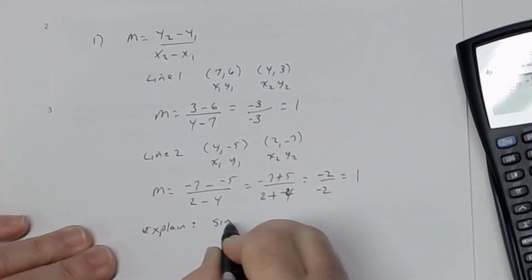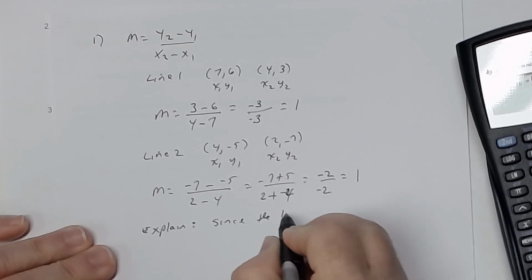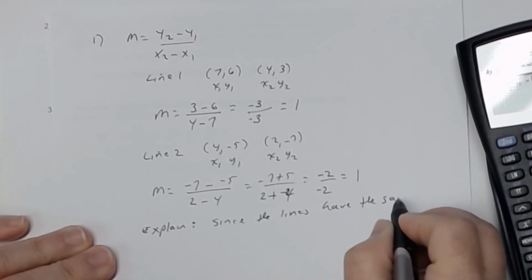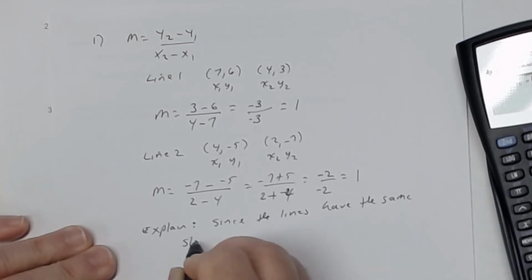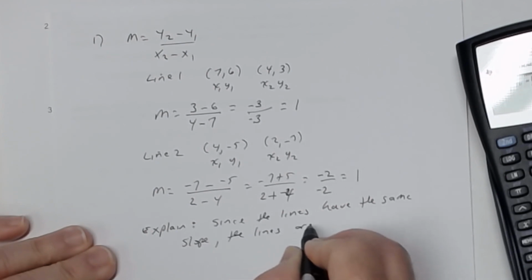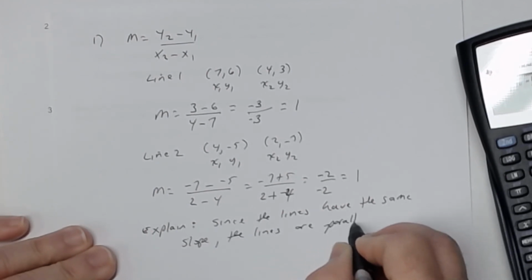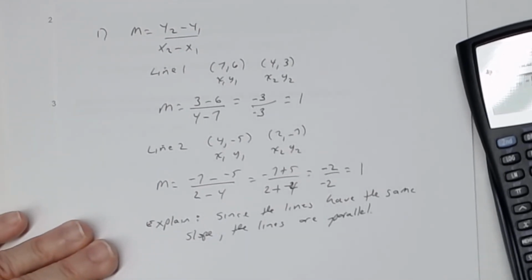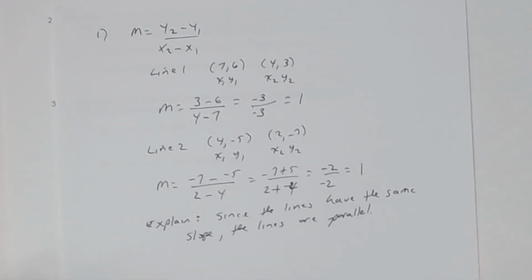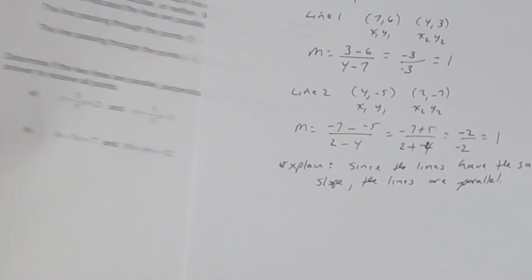So since the lines have the same slope, the lines are parallel. And there's your explanation. Okay? There's your work. There's your explanation. Lines are parallel because they have the same slope, or they have equal slopes. Okay, so that was number 1.